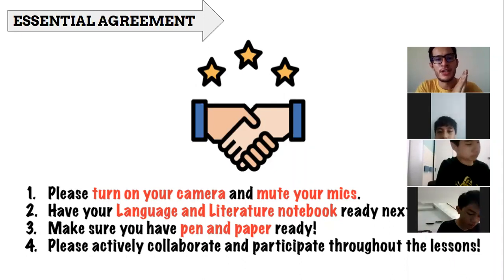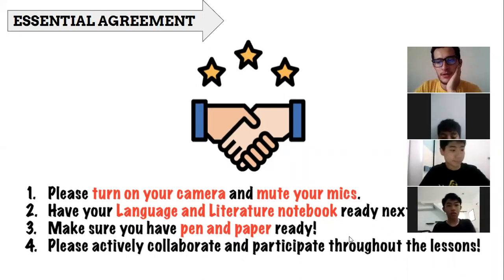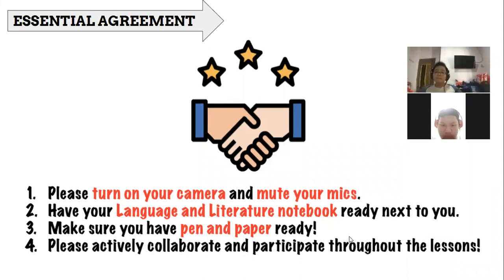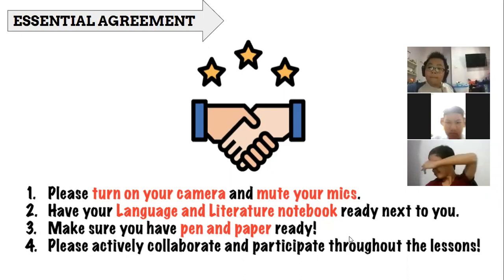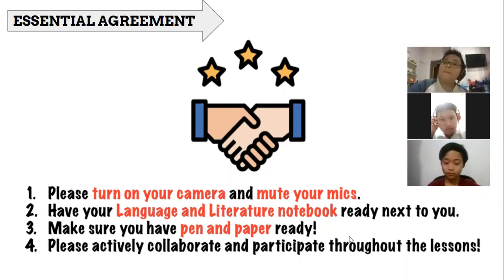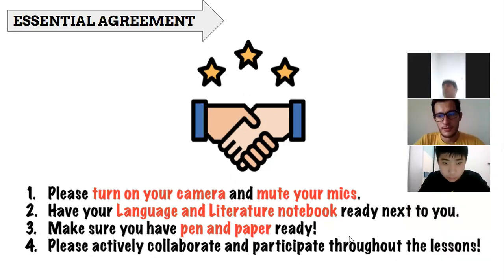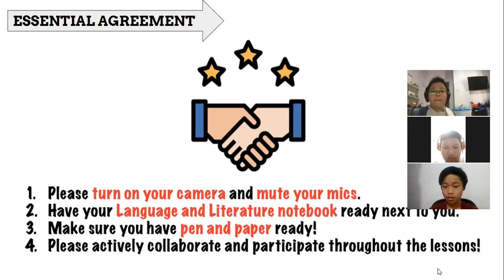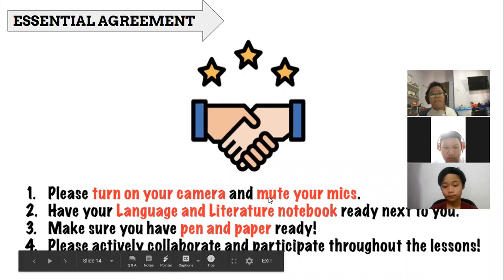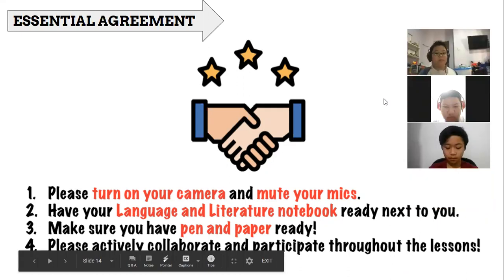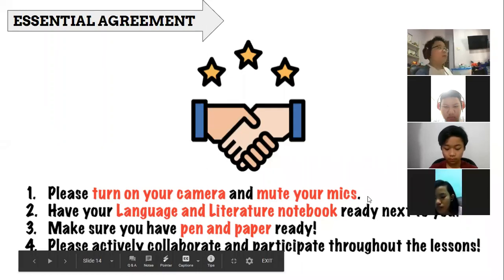So this essential agreement, remember to turn on your camera. For example, I cannot see the camera of Christine and Komatsu. Hello Komatsu and Christine, I cannot see your camera. Also second, remember to take notes in your notebook, have pen and paper, and remember to participate and to collaborate in all the lessons. Okay, so those are our objectives today.